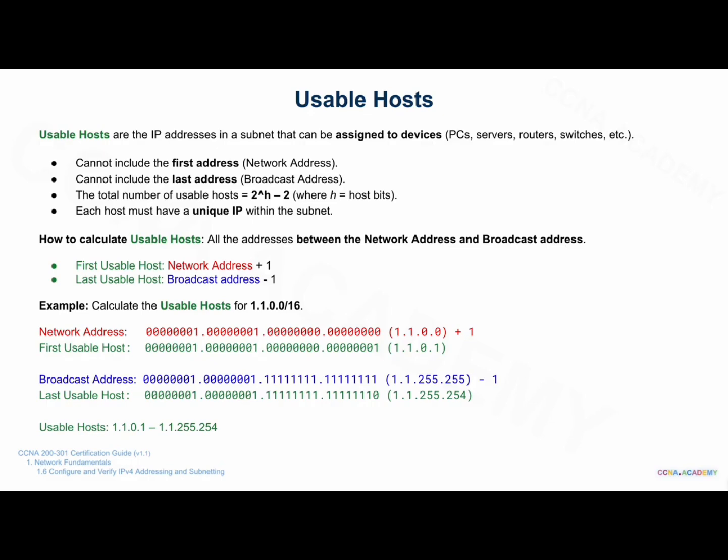For example, if the network is 1.1.0.0/16, the broadcast address is 1.1.255.255. That means the first usable host is 1.1.0.1, and the last usable host is 1.1.255.254. Every address between those two can be assigned to devices inside that subnet.